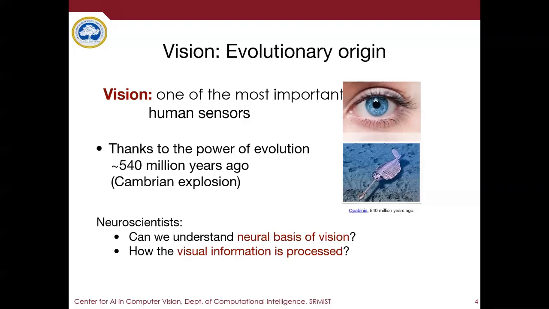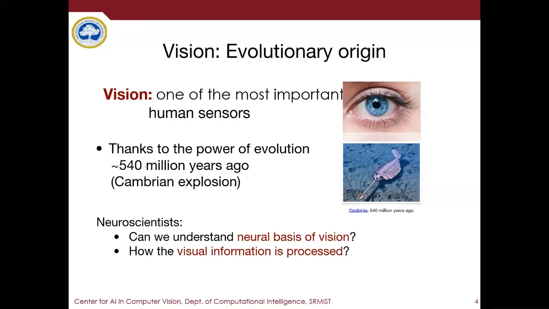So neuroscientists in the late 1950s and 1960s started to question what the technique behind vision is, whether we can understand the science behind it, what is actually happening in vision, how humans experience this, and what the neural basis of vision is. So vision can be connected with brain activity, and how the visual information is processed. This was the fundamental concept.